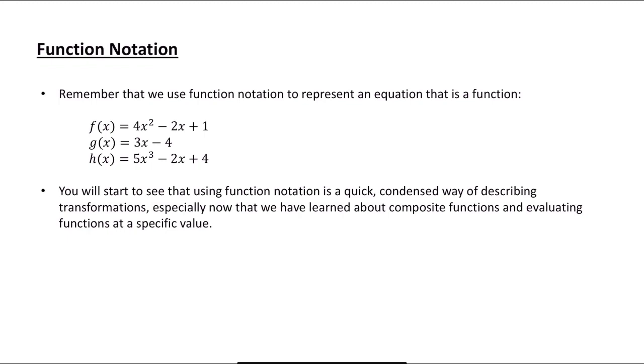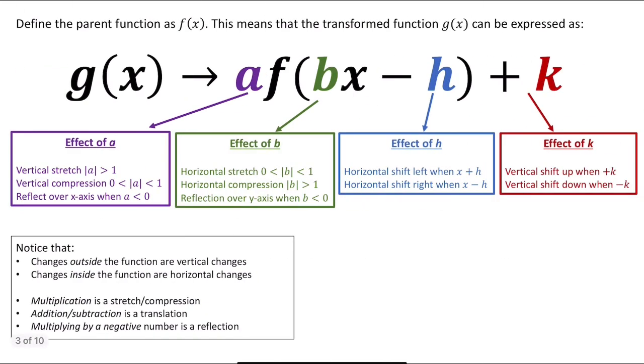You'll start to see that using function notation is a quick, condensed way of describing transformations, especially now that we've learned about composite functions and evaluating functions at a specific value. What we're going to do is start off with our parent function f of x, and then we'll call our transformed function g of x. We can add in values called a, b, h, or k, and those are going to create transformations.